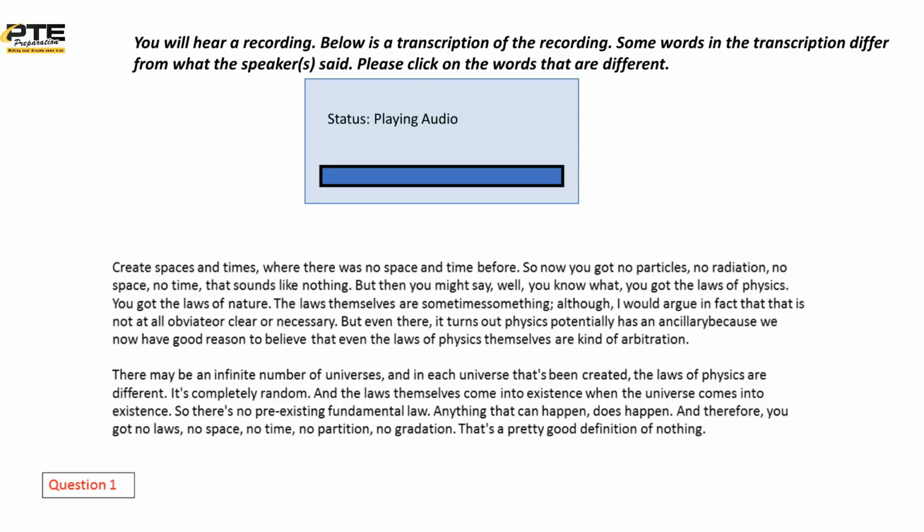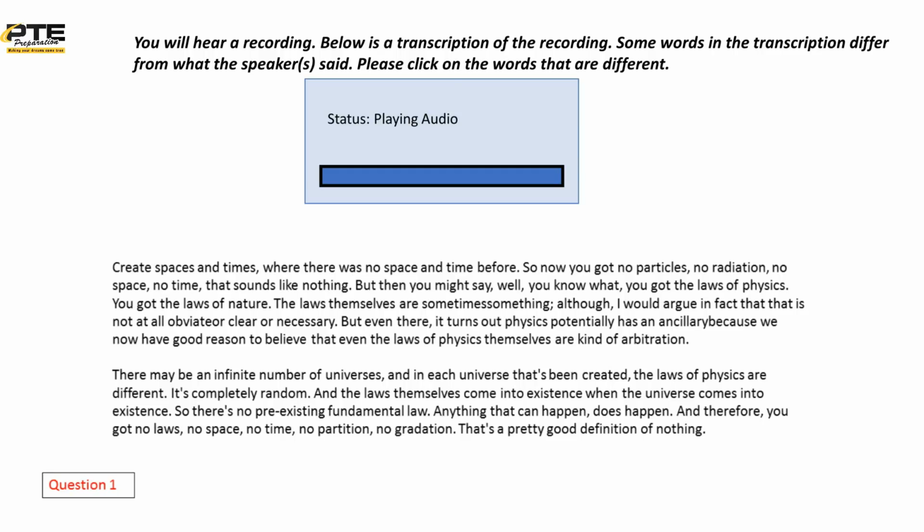The laws themselves are somehow something, although I would argue, in fact, that that is not at all obvious or clear or necessary. But even there, it turns out physics potentially has an answer. Because we now have good reason to believe that even the laws of physics themselves are kind of arbitrary. There may be an infinite number of universes, and in each universe that's being created, the laws of physics are different. It's completely random. And the laws themselves come into existence when the universe comes into existence.